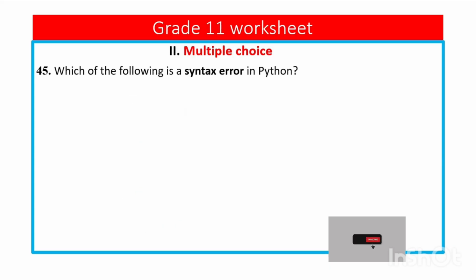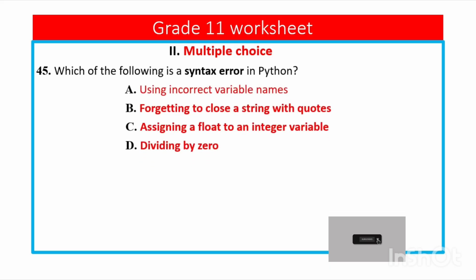45. Which of the following is a syntax error in Python? A. Using an incorrect variable name. B. Forgetting to close a string with quotes. C. Assigning a float to an integer variable. D. Dividing by zero.